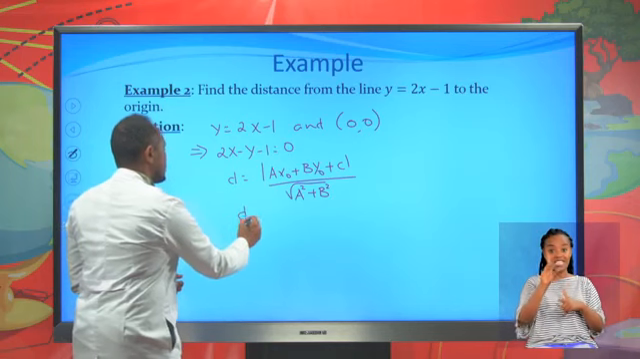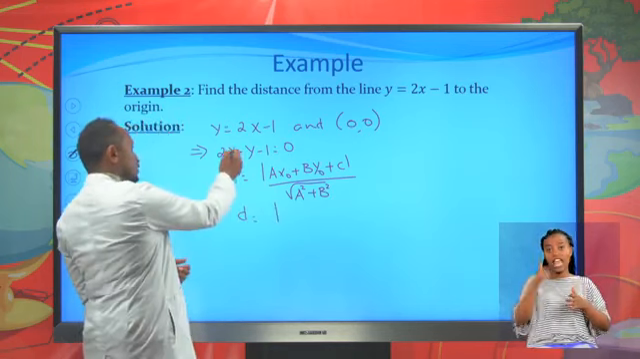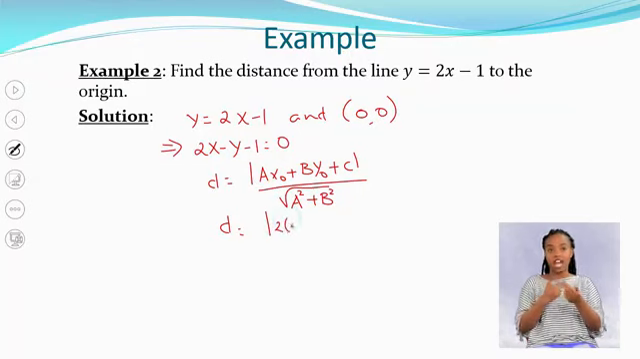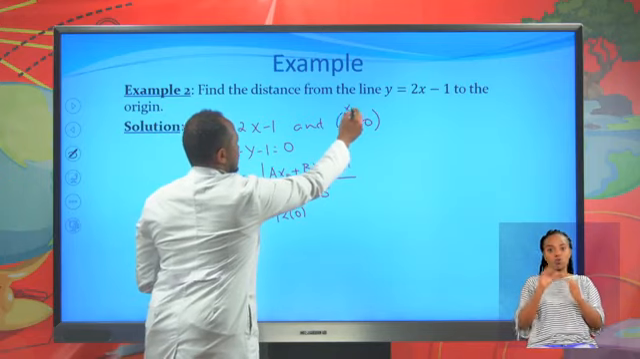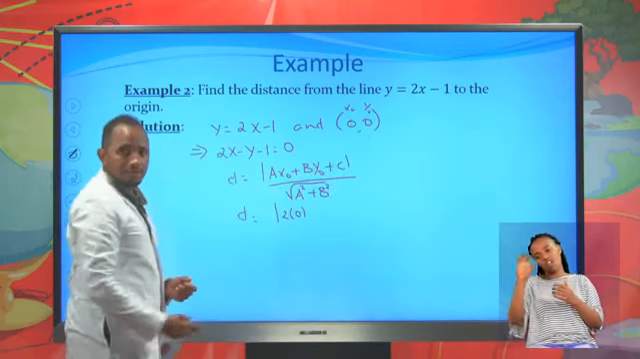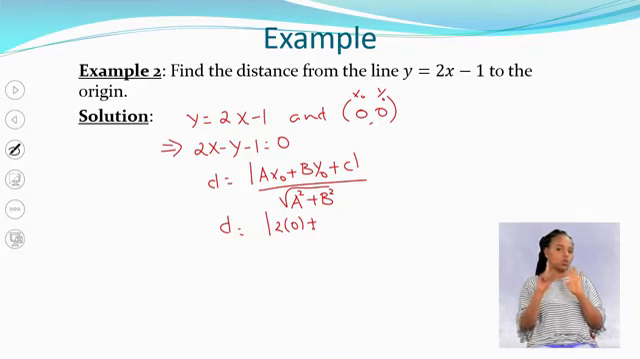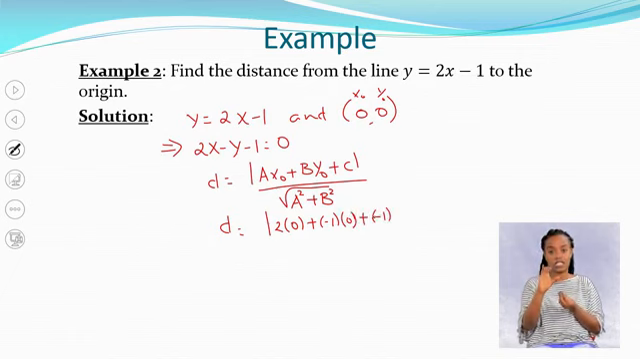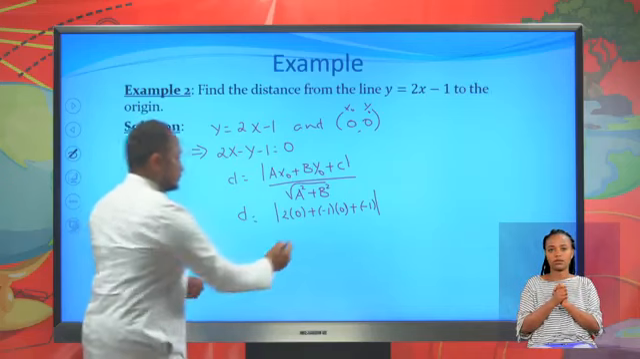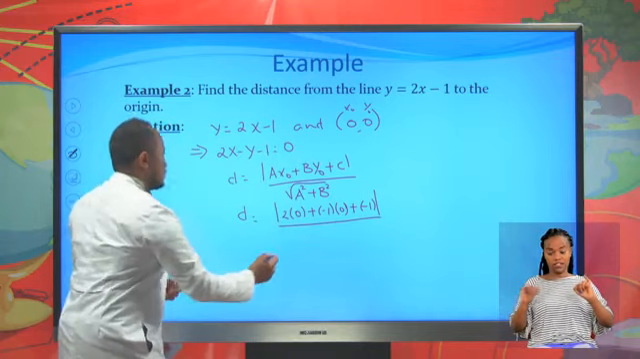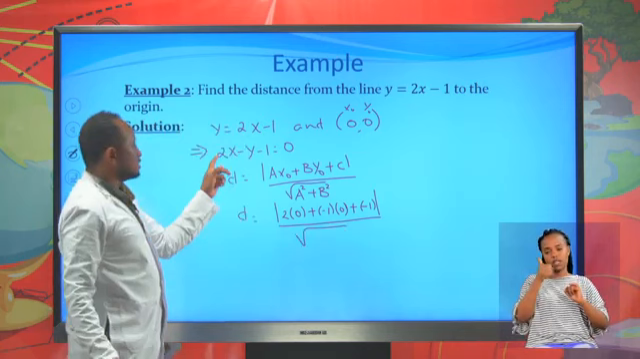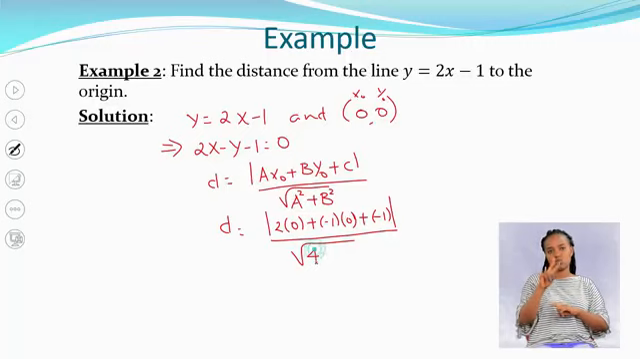Therefore, D is equal to the absolute value of a, the coefficient of x, which is 2, times x0, which is 0, since the point is the origin, plus b, the coefficient of y, which is minus 1, times y0, which is 0, plus c, which is negative 1, divided by the square root of a, the coefficient of x, 2 squared, which is 4, plus b, minus 1 squared, which is 1.